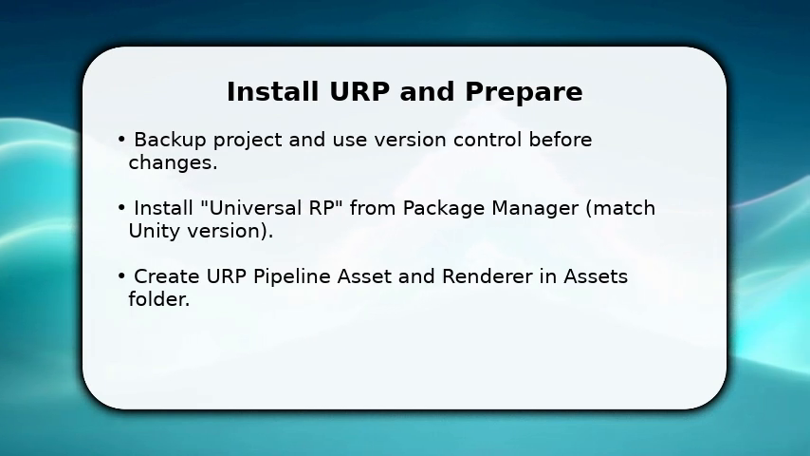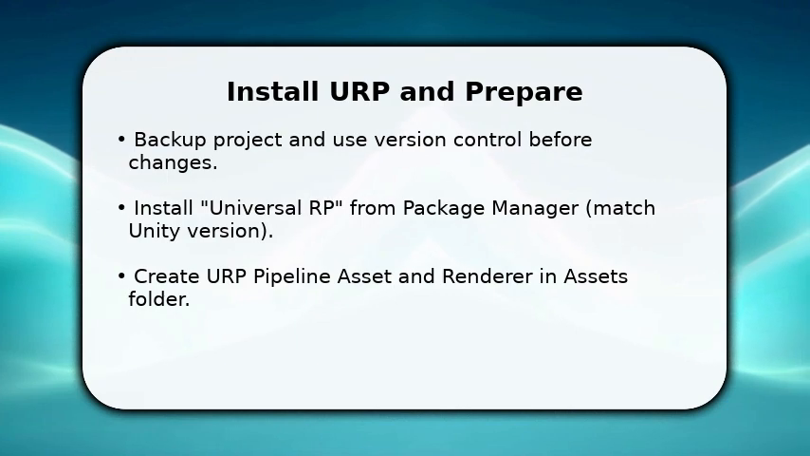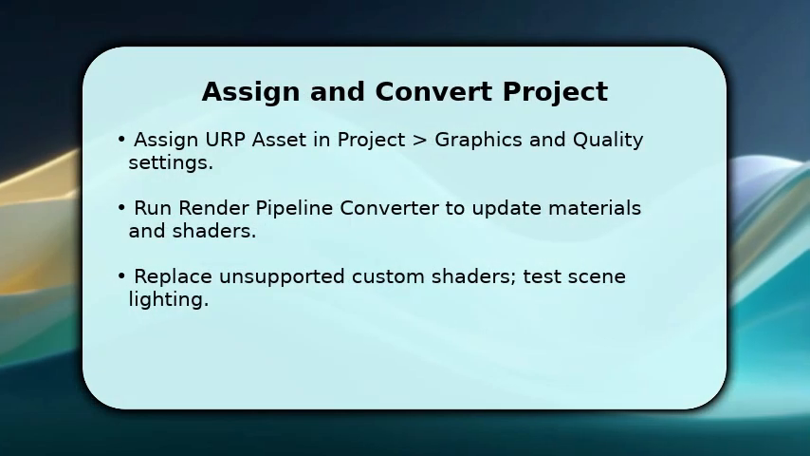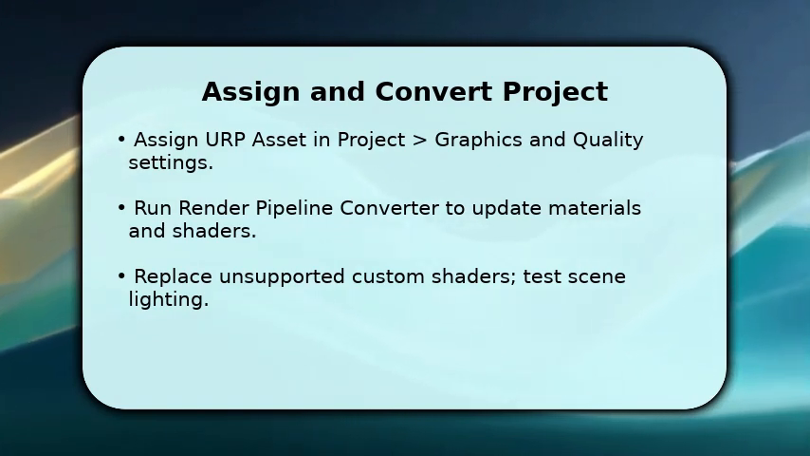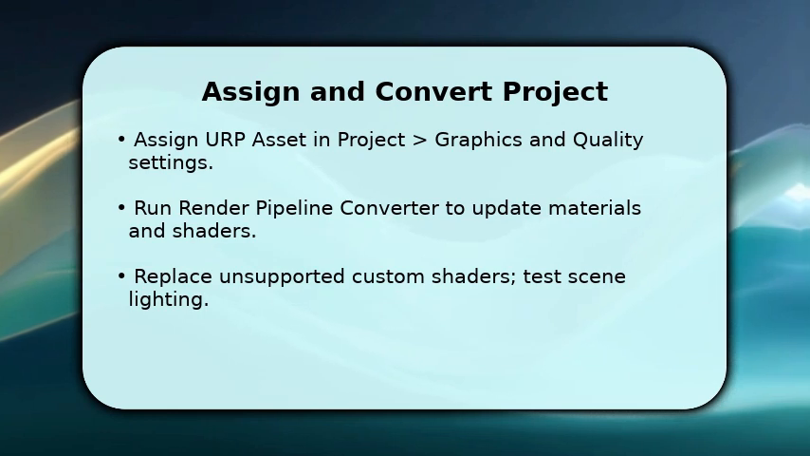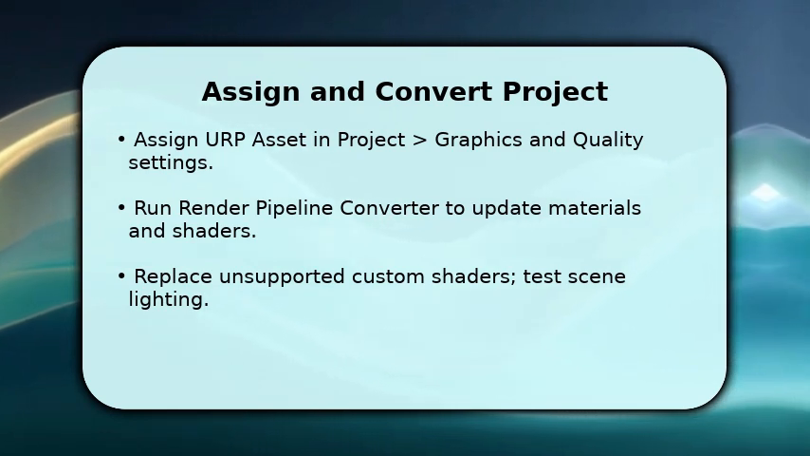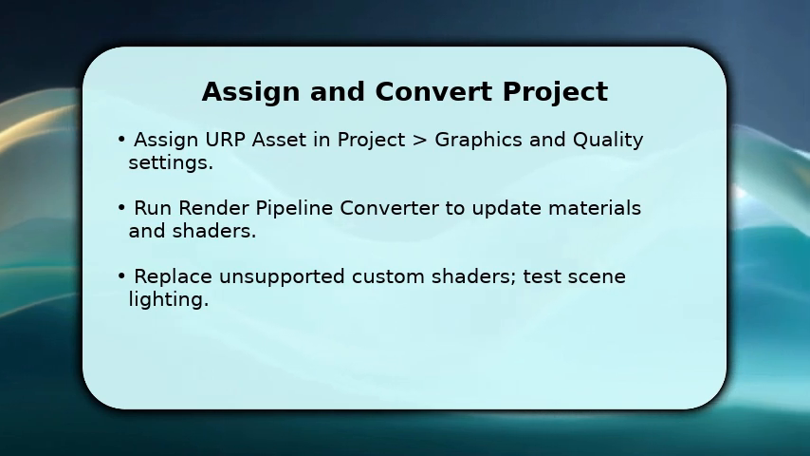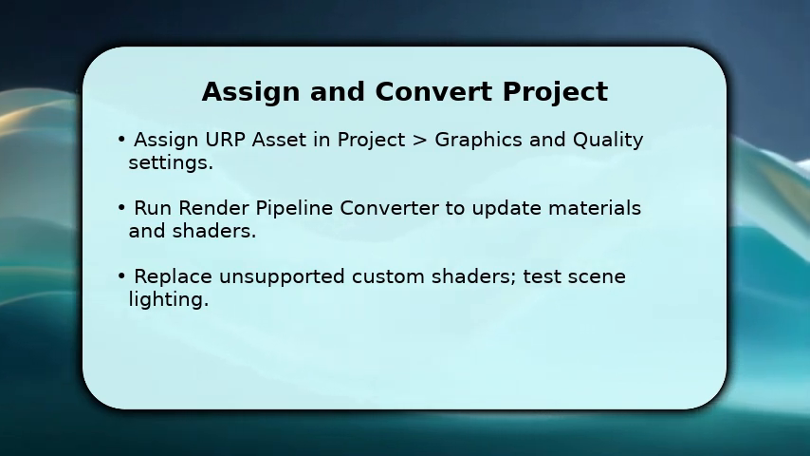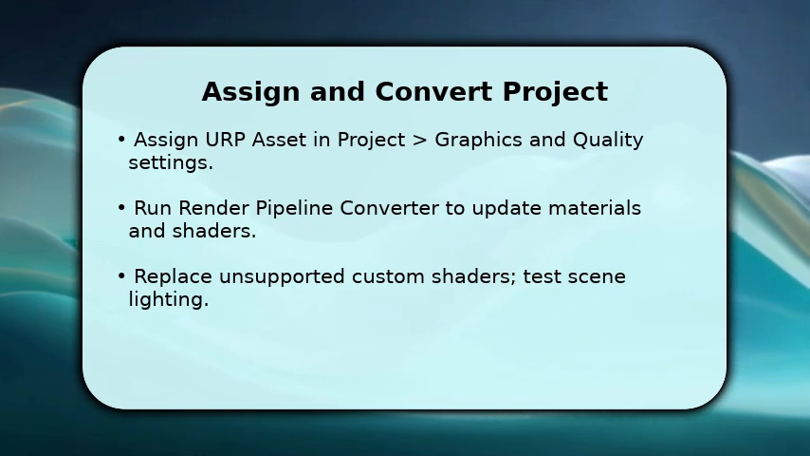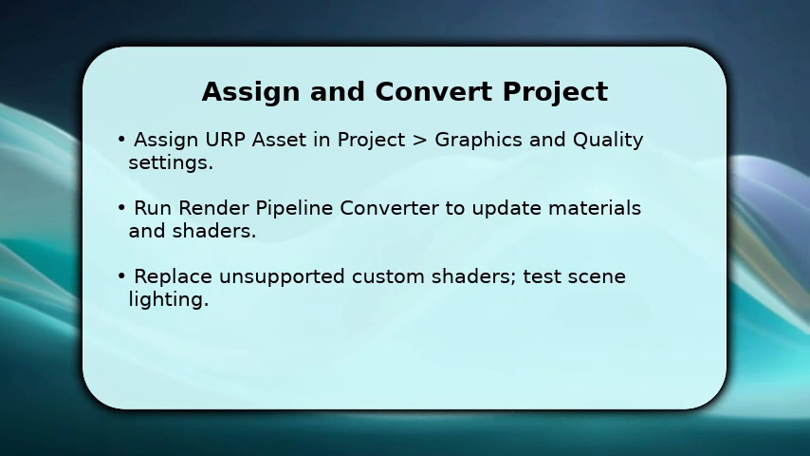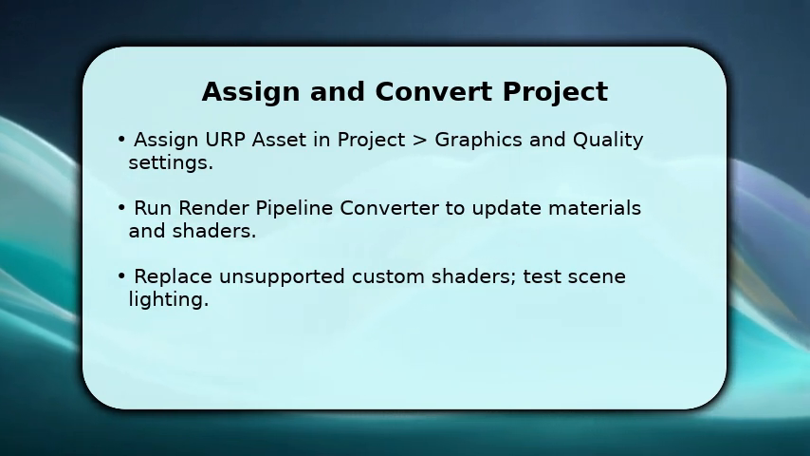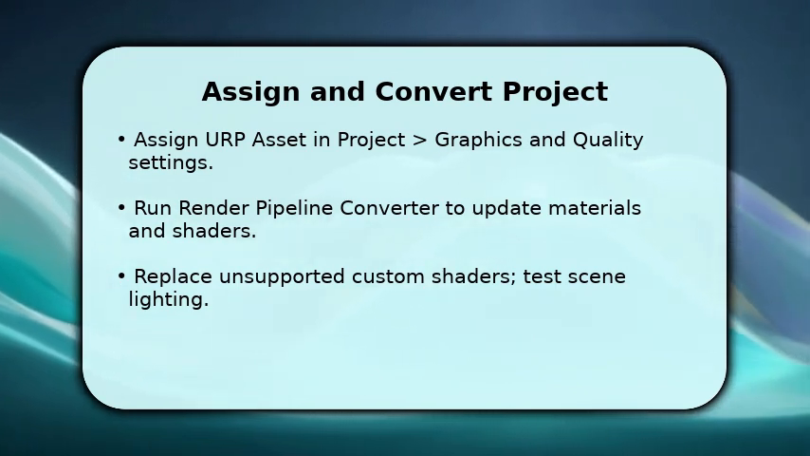With the pipeline asset created, assign it in Project Settings Graphics and in each quality level so all scenes use URP. Next, run the Render Pipeline Converter, Edit Render Pipeline Universal Render Pipeline Upgrade Project Materials to automate common material and shader conversions. Some custom or legacy shaders won't convert automatically. Replace those with URP-compatible shaders or rewrite them. Also migrate post-processing into URP volumes and recheck light probes.